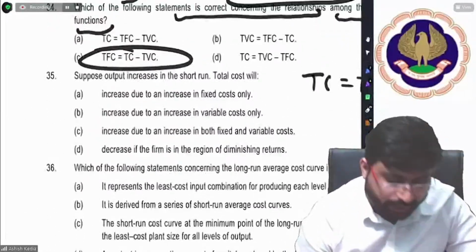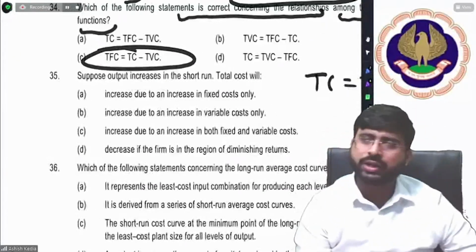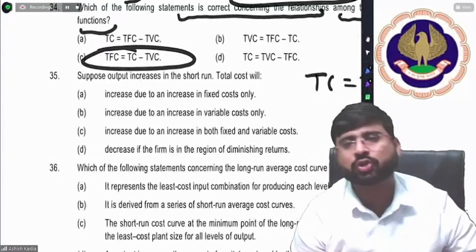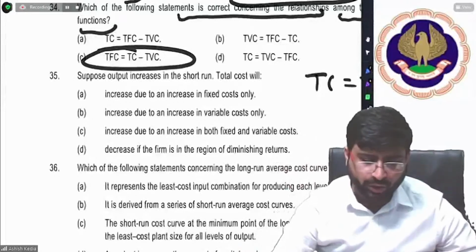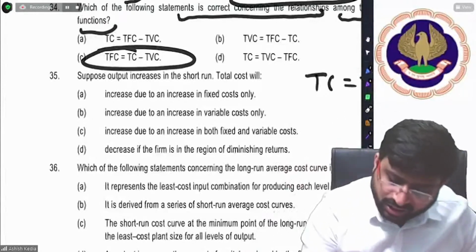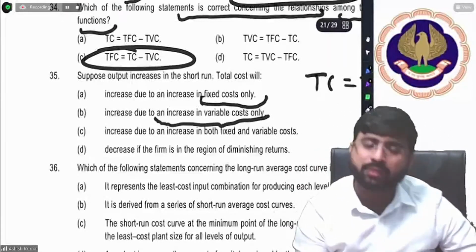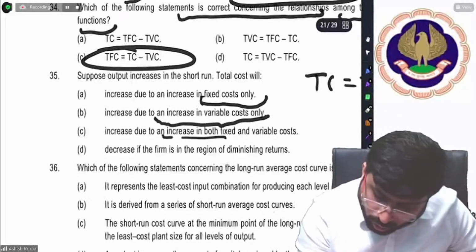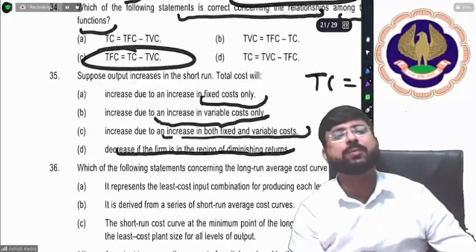Question 35, what they are asking, please answer. Suppose output increases in the short run. So more units are being produced in the short run. What will happen to the total cost? Will it increase due to an increase in fixed cost only? Will it increase due to an increase in variable cost only? Will it increase due to an increase in both fixed and variable cost? Or will it decrease if the firm is in the region of diminishing returns?